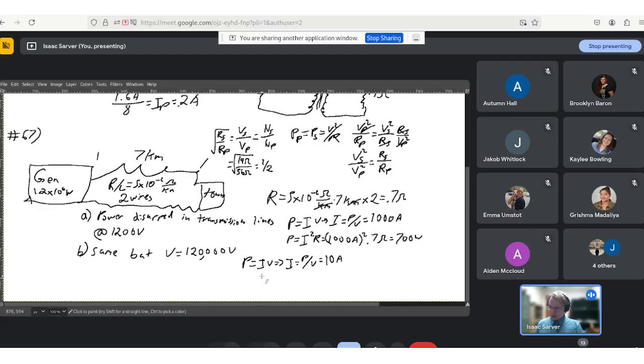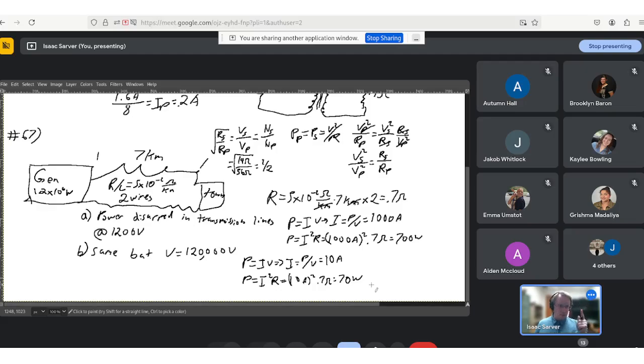Now we use the same equation. Power dissipated in the wire, I squared R. And well, that's the same 0.7 ohms, but now we're down to 10 amps squared times 0.7 ohms. And now we're down to 70 watts dissipated in the wire.